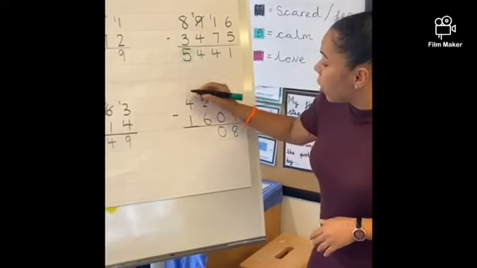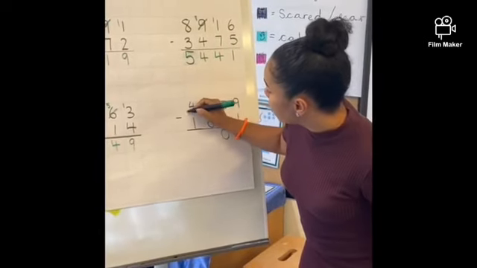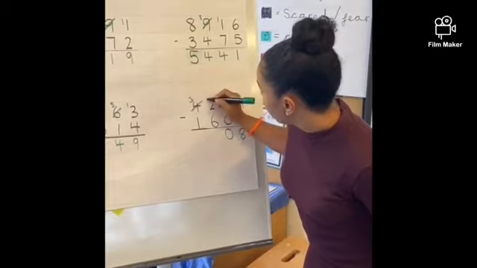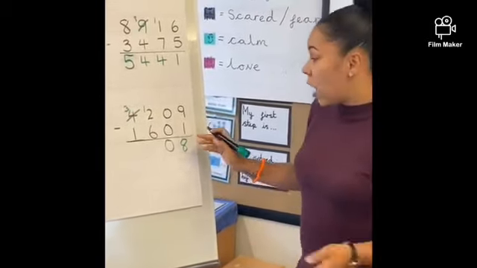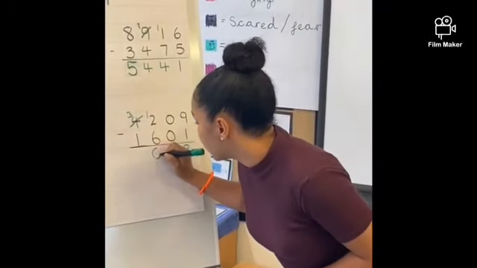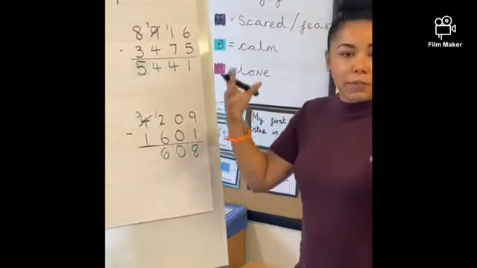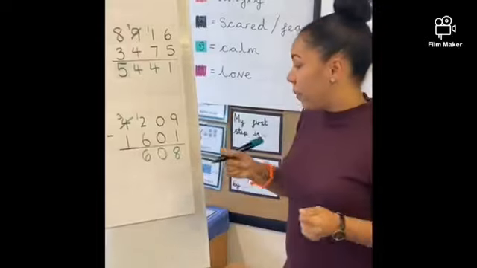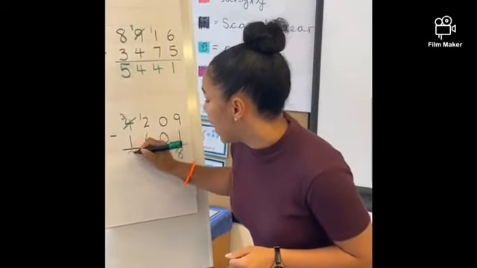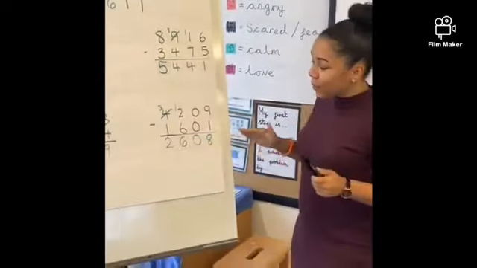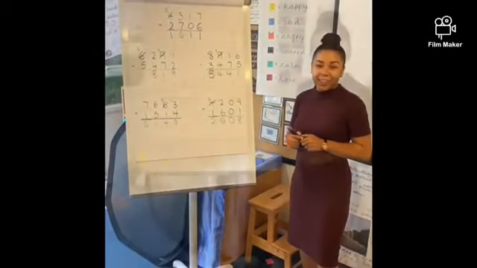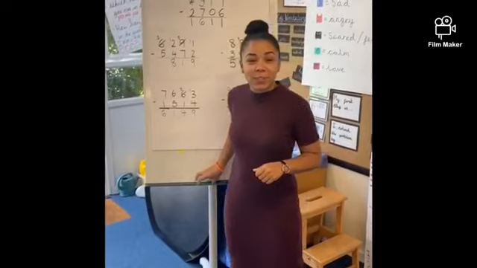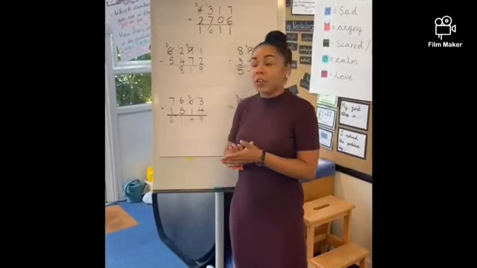2 minus 6 we can't do, so we're going to exchange, 12 minus 6. I know that half of 12 is 6, so my answer is going to be 6. So I'm using different methods to make it quicker. And then 3 minus 1 is 2. So the final one should have been 2,608.